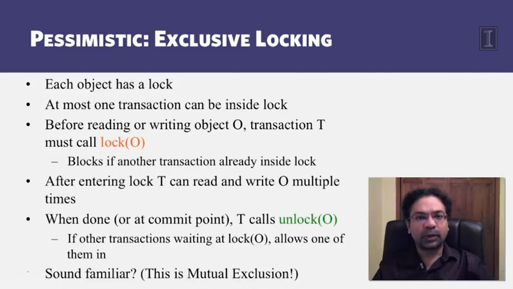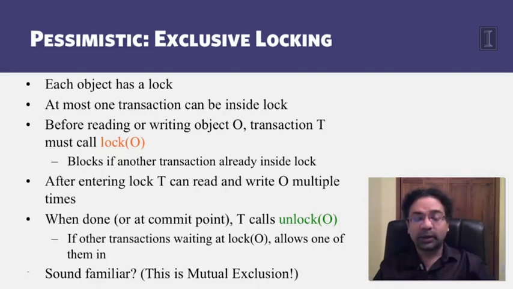First pessimistic approach that we'll discuss is known as exclusive locking. This is the simplest and the easiest. Each object is associated with a lock, and at most one transaction can be inside a lock. When a transaction T wants to access an object O, either for reading or writing, it needs to make sure that it calls the lock of O function. And the lock of O function will block if there is at least one transaction inside the lock. When that transaction leaves the lock by calling unlock O, then another transaction is allowed in. This ensures that at most one transaction has access to the object O at any point of time.